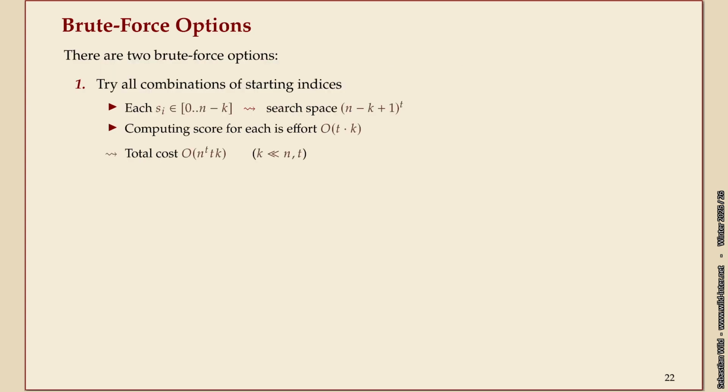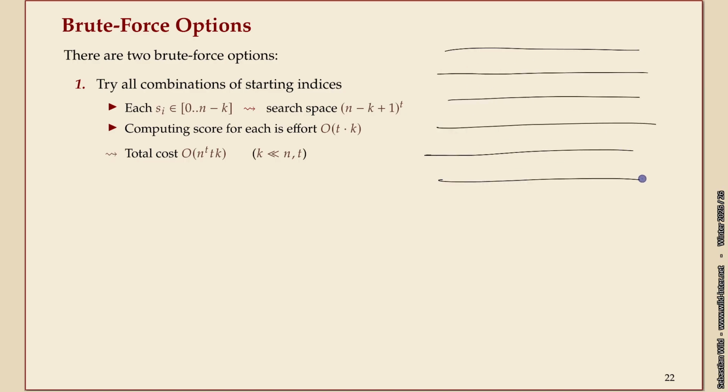Let's look at some simple brute-force options to solve the problem exactly, just to see how bad things get. One option is we're looking for these starting positions in all the strings. I remember my picture with the red parts. I'm looking for these s1, s2, and so on, so that if I read k letters on each side, that has the minimum distance to a consensus string. And I could just try all combinations. How bad can you possibly get?